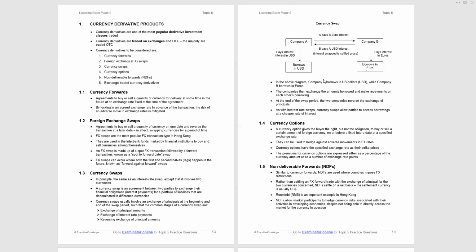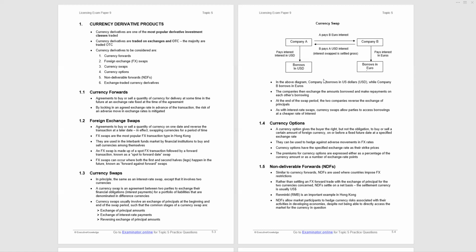not so with a currency swap. And so at the bottom of page 5.3, you can see the common stages: exchange of principal amounts, exchange of interest rate payments, and that's gross, and then the reversing exchange of principal amounts. And we give the diagram at the top, page 5.4, that reflects that relationship, and the bullet points afterwards that describe what is going on. Highly likely you'll get a question where you have to make a distinction between an interest rate swap and a currency swap, so be aware of their characteristics.